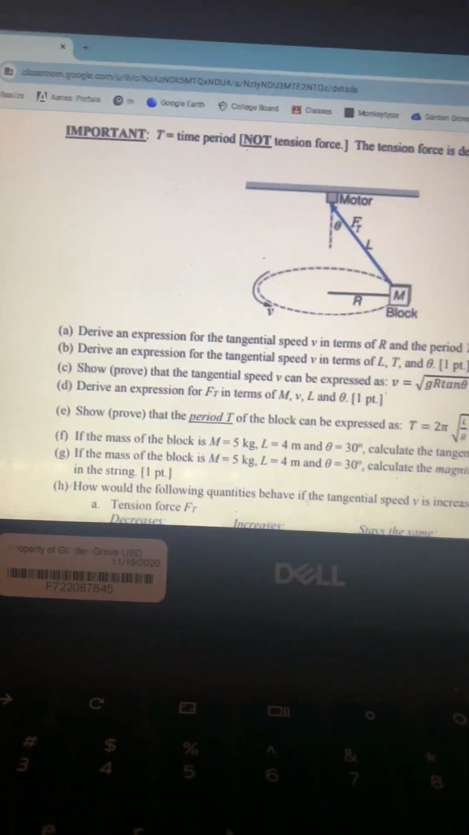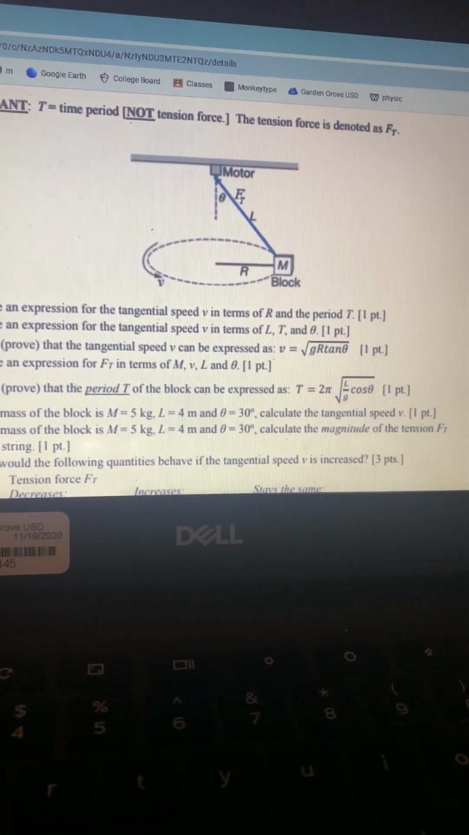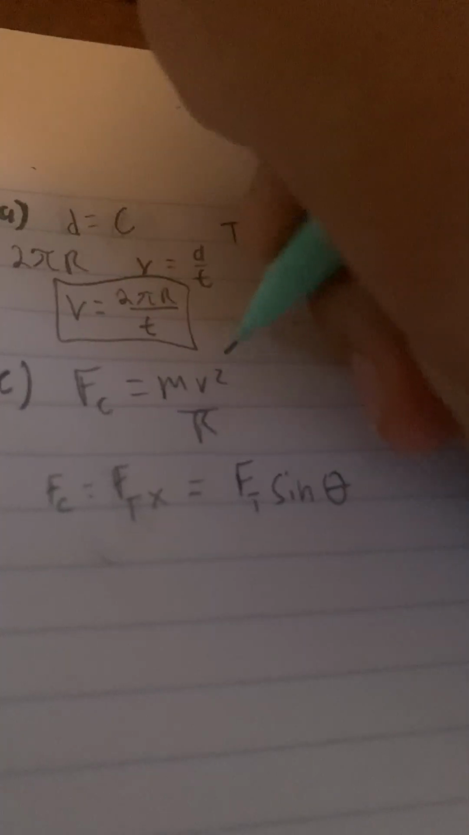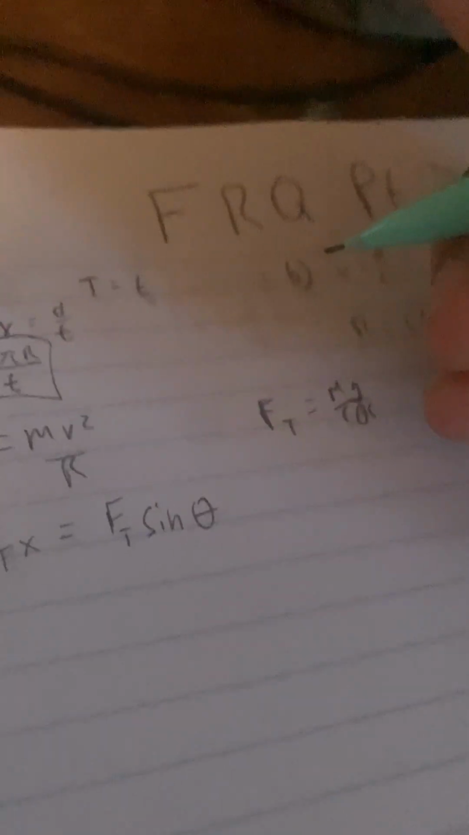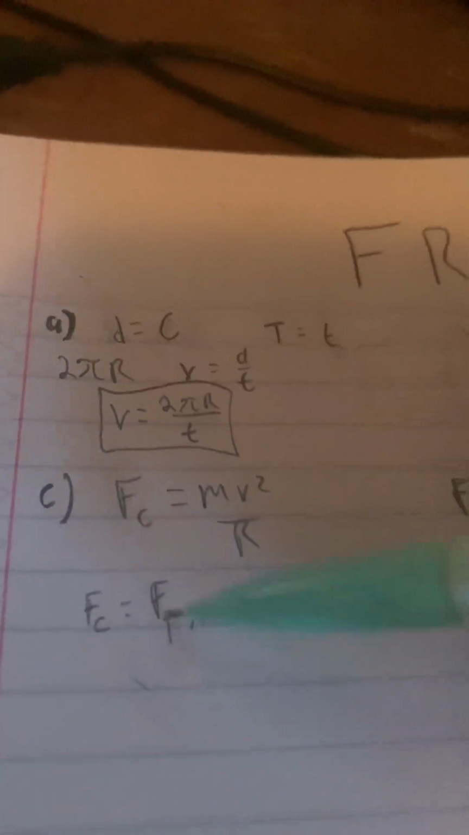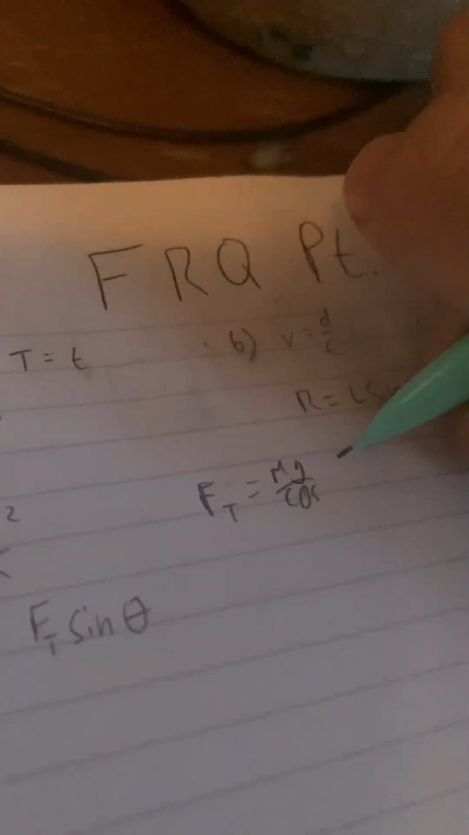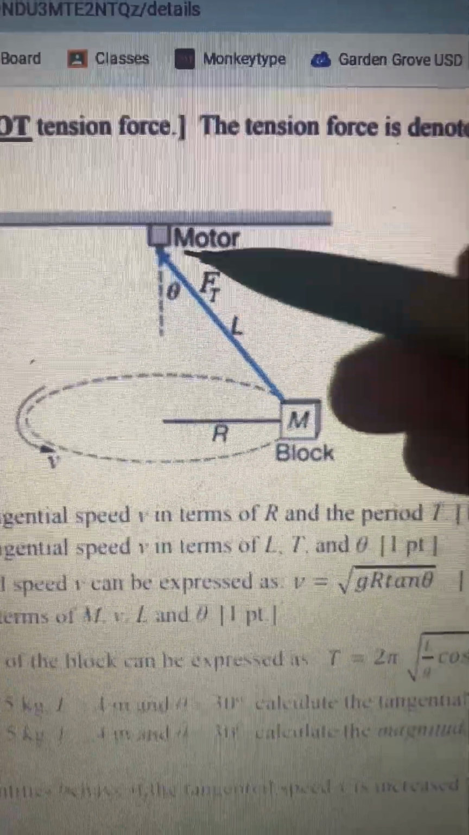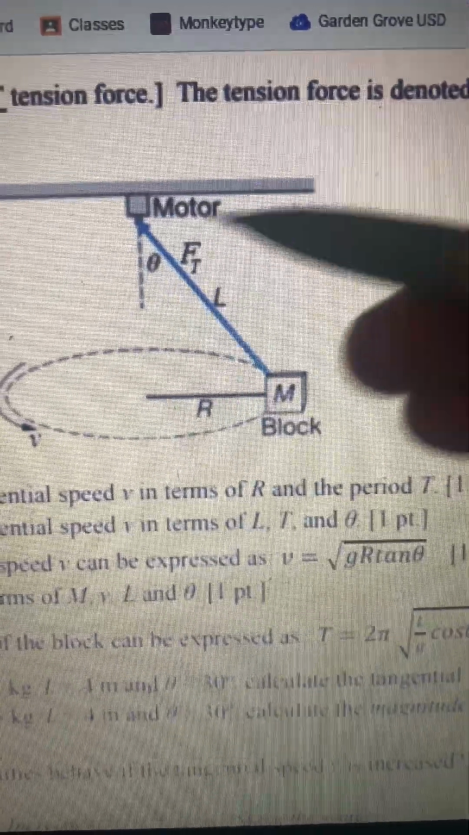We are now doing part C, which is asking to prove this expression, v is equal to the square root of g r tan theta. The first thing I'm going to do is realize that Fc is equal to mv squared over r, and that Fc is also equal to Ftx, which is the force of tension in the x direction. Since mg is going down, we need to find the amount of force pulling in this direction, and that will be equal to our tension in that direction.